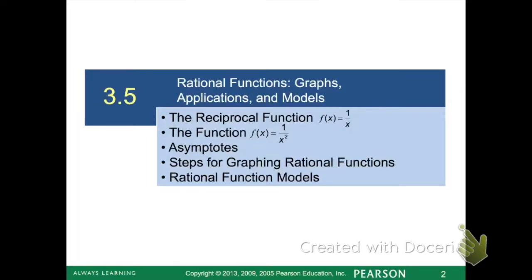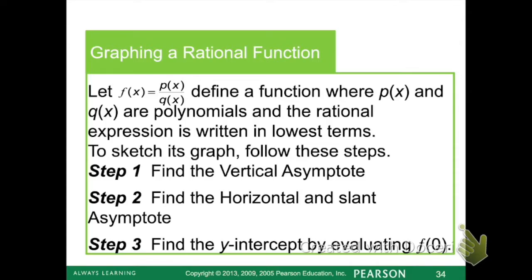Section 3.5, rational functions. In this part of the video, we're going to focus on graphing rational functions. Here are the steps that we're going to use to graph rational functions. First of all, make sure that it's always in lowest terms first.